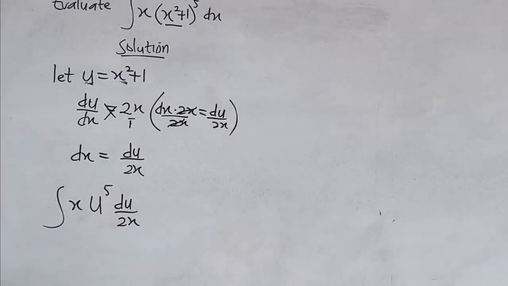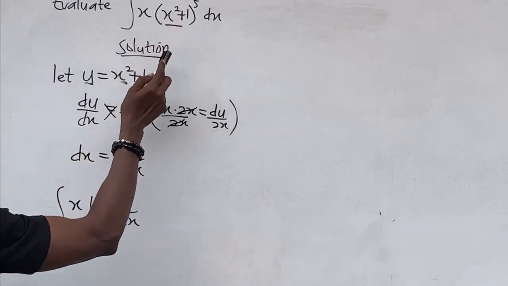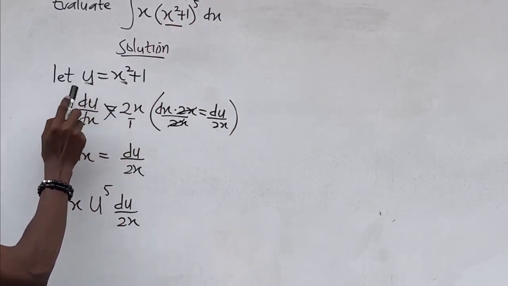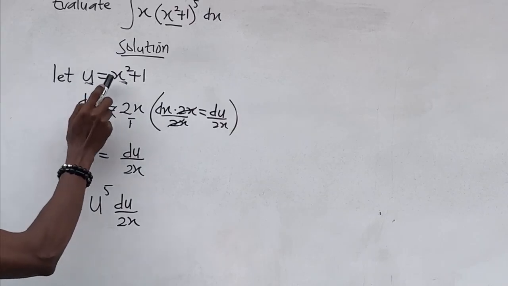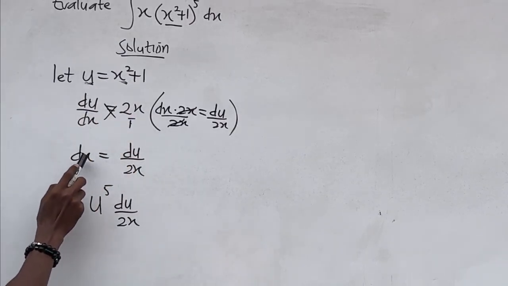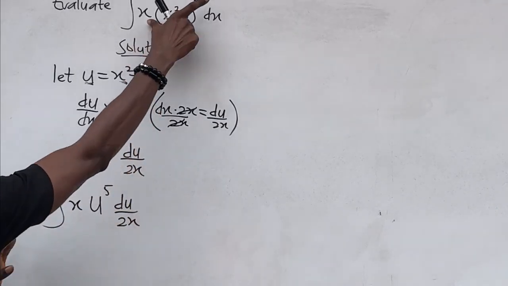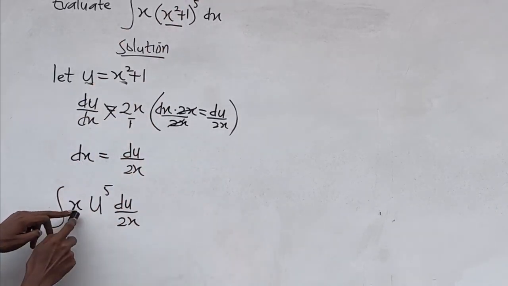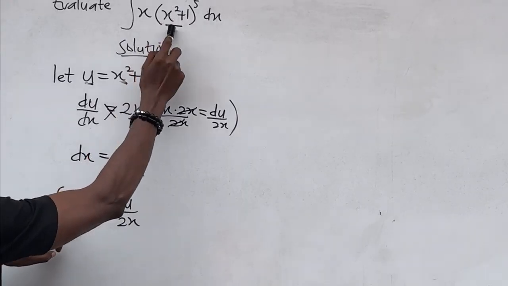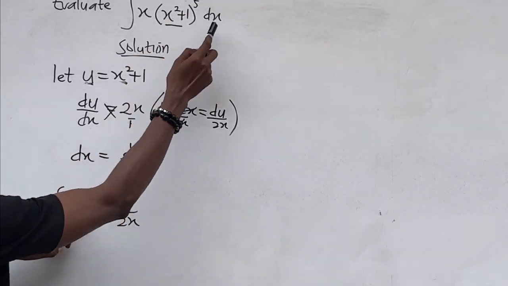I really hope you understand. So first, we picked this expression having this power. We brought it out as u. We differentiated this u with respect to x, and we got this. And then we made dx the subject, and then we have this. So we just put everything back into the original equation. So we have x, which is this x. We have our u now, our u raised to the power 5, multiplied by dx, which is now what?